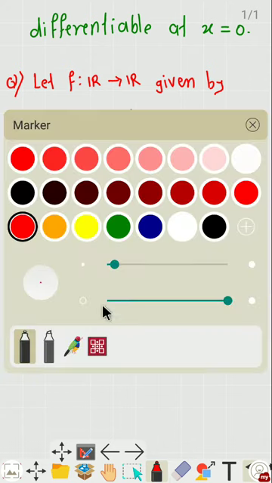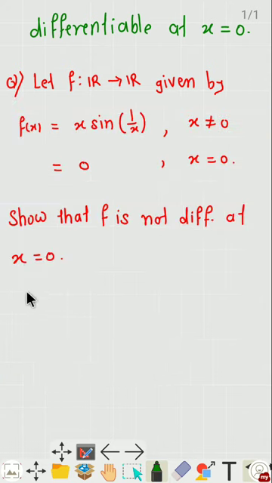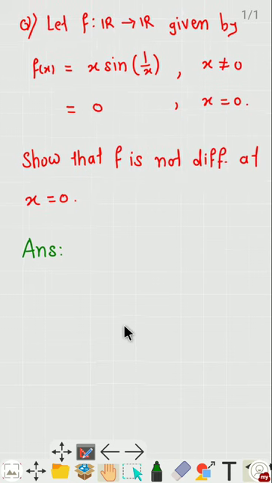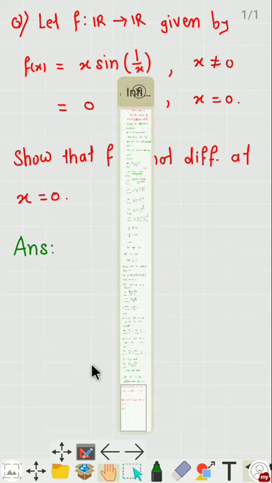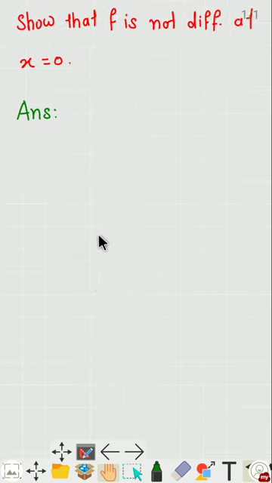So let us try to write the answer to this question. The function is f of x equal to x into sine 1 by x at x not equal to 0, and the function has value 0 when x is equal to 0, and we have to show that the function is not differentiable at x equal to 0. So how to show? We show that the limit does not exist.